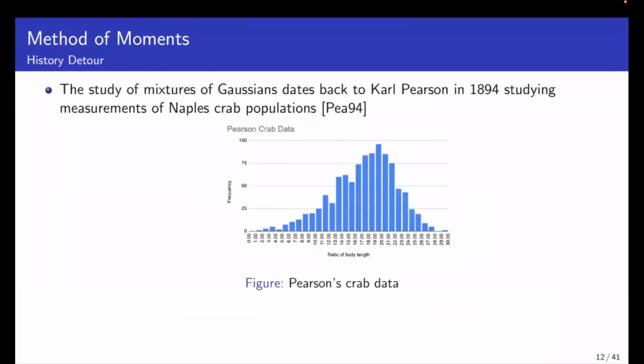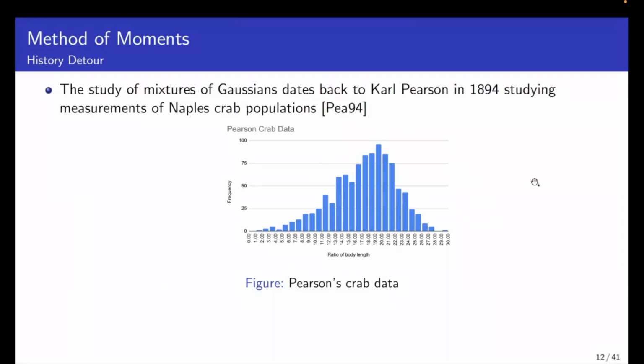The second thing is that this k equals 2 case is what's considered by some to be the start of this method of moments idea. The study of the mixture of 2 Gaussians dates back to Karl Pearson in the late 1800s, and he was studying measurements of Naples crab populations. Essentially, he was collecting these crabs, measuring the body length and the body width, and then recording this ratio. And then, hopefully, throwing the crabs back.